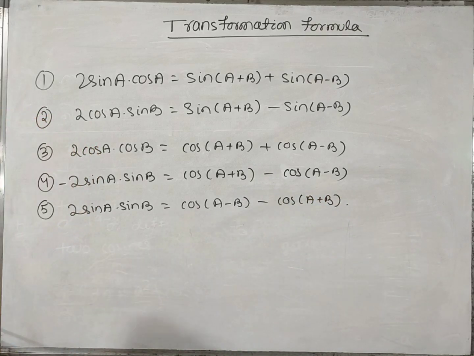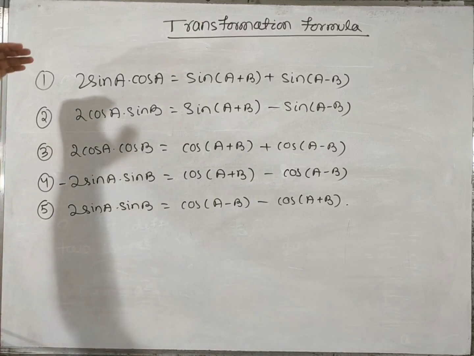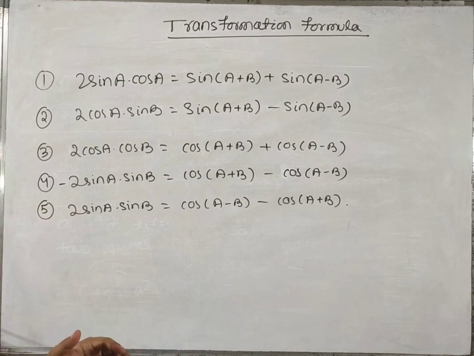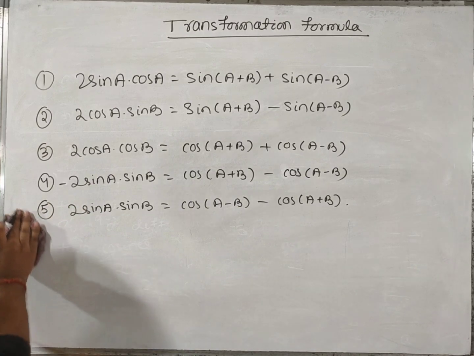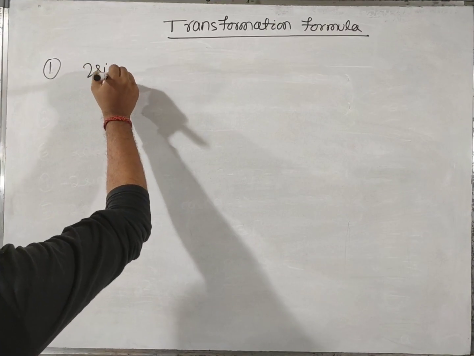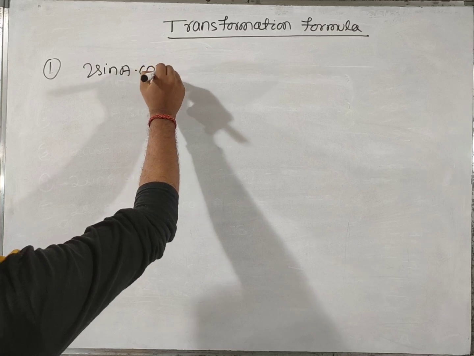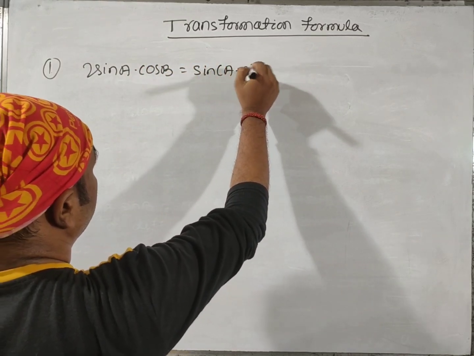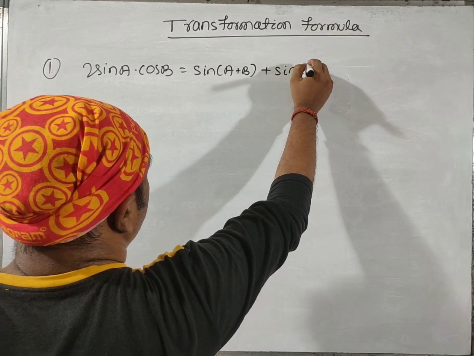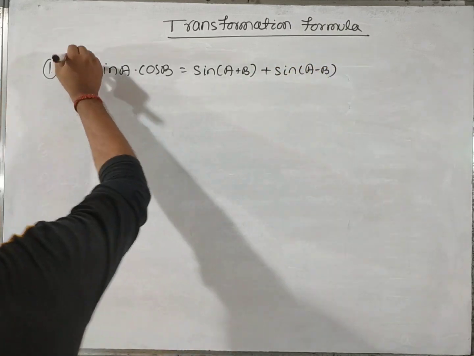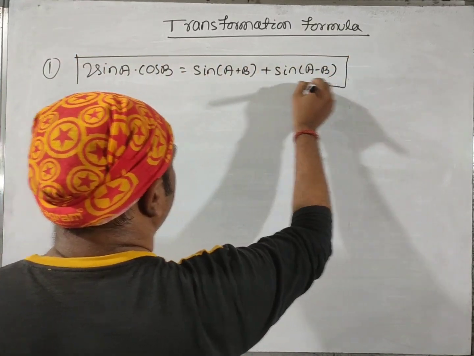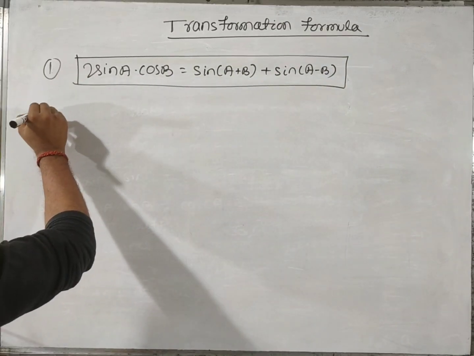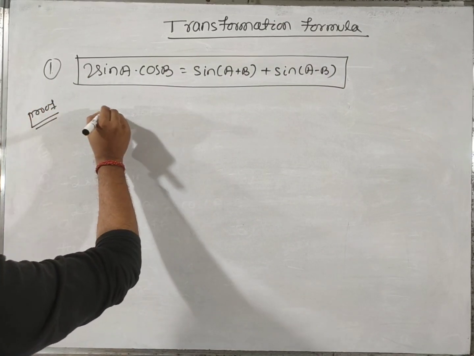So these are the five formulas based upon the first rule, that is product to sum or difference. First of all, let us prove these five formulas one by one. Here is the proof of the first formula, 2 sin A cos B = sin(A+B) + sin(A-B), and we have to prove it from the right hand side.